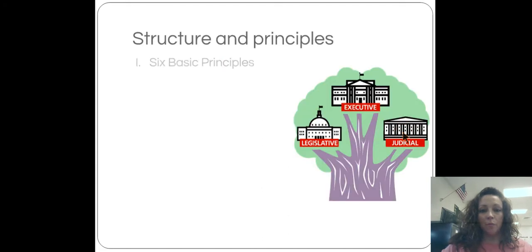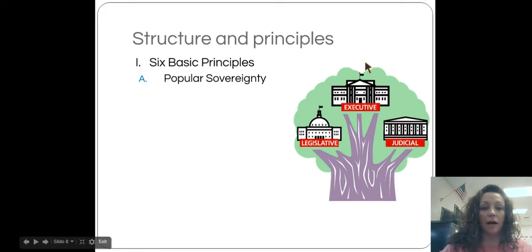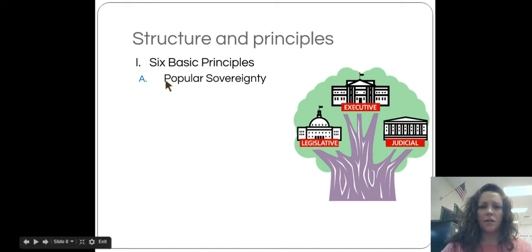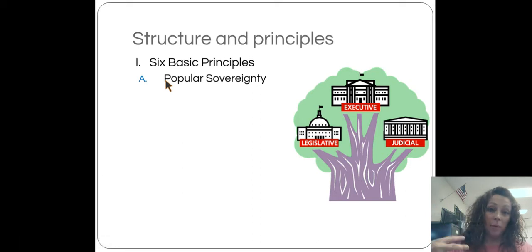The first basic principle that we want to look at is popular sovereignty. Now, I know you've heard the word popular before. Popular often means that people know you, people like you sometimes. Sovereignty typically means that you have the authority or you're in charge or you have the power in a given situation. Popular is also a form of the word population, which we know means people.